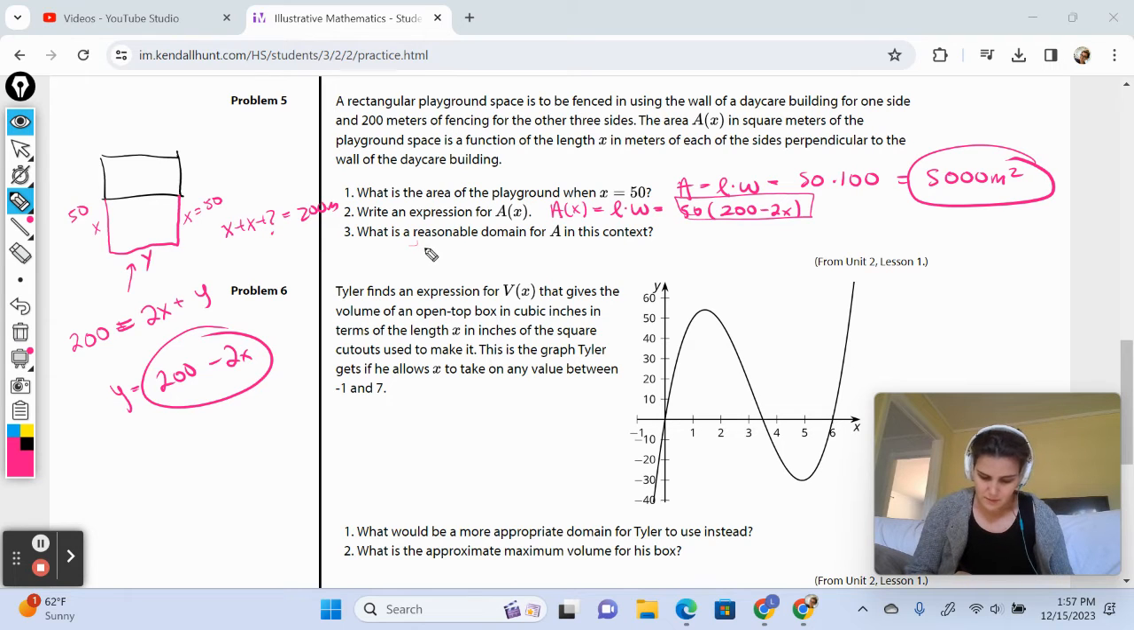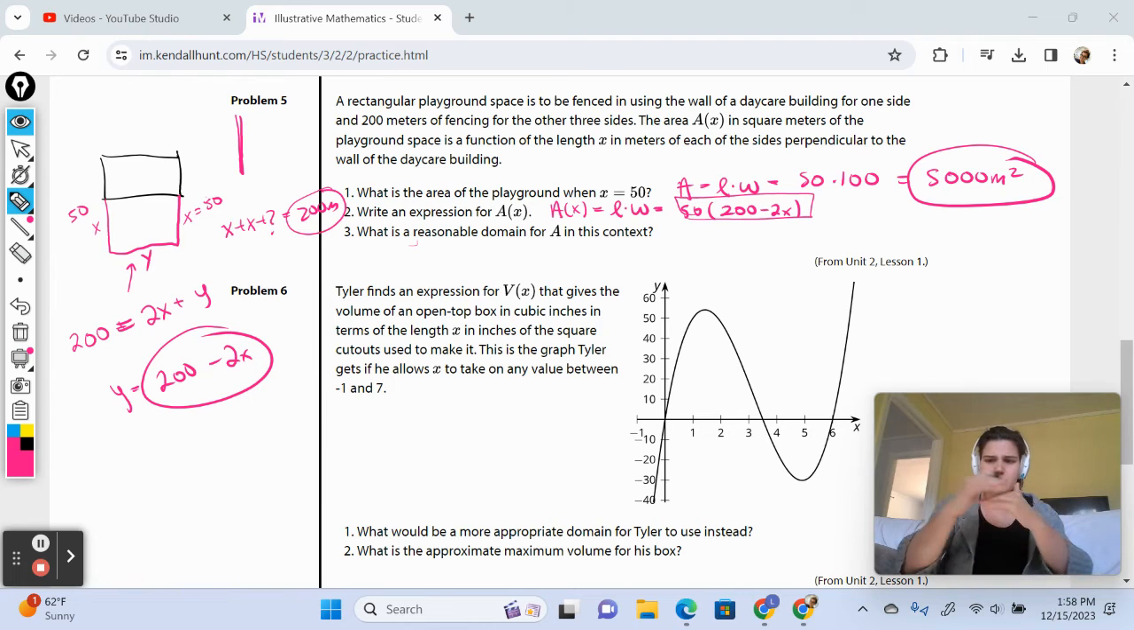Finally, what is a reasonable domain for x in this context? So x could be 50, x could be 25, x could be 75. x could not be 200 or 100, because if x was 100, then we'd run out of all of our meters and we'd end up with a fence that looked like that.